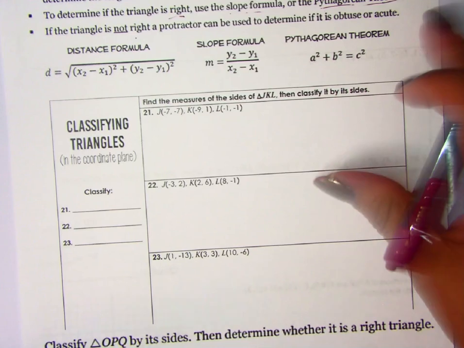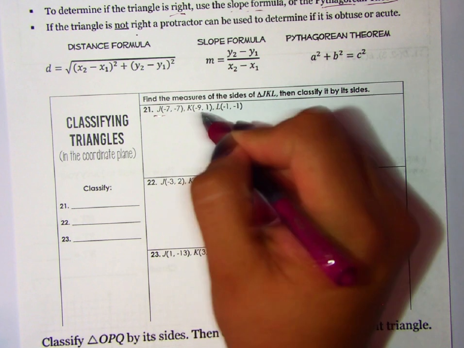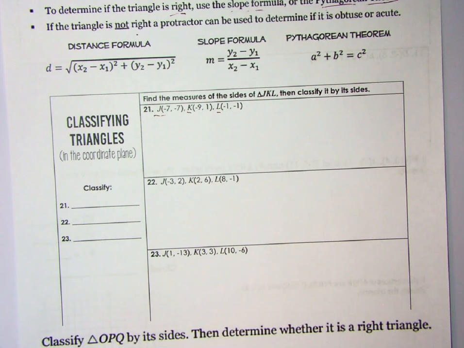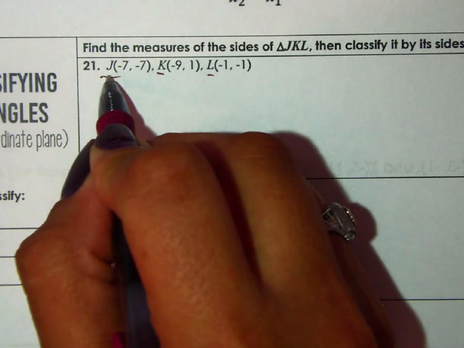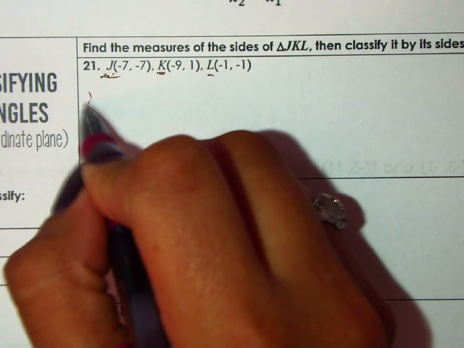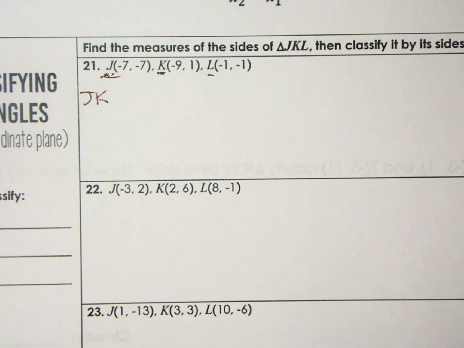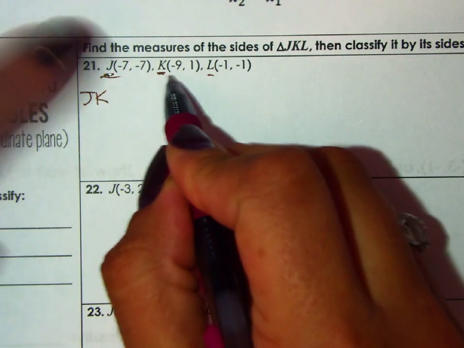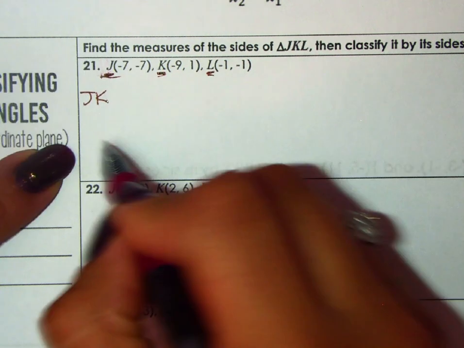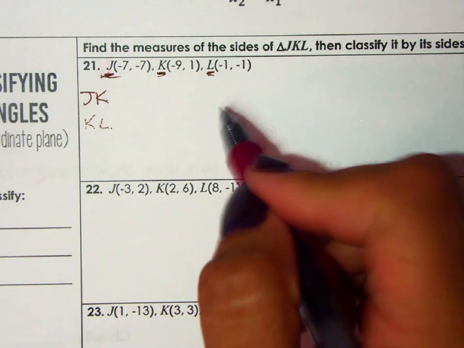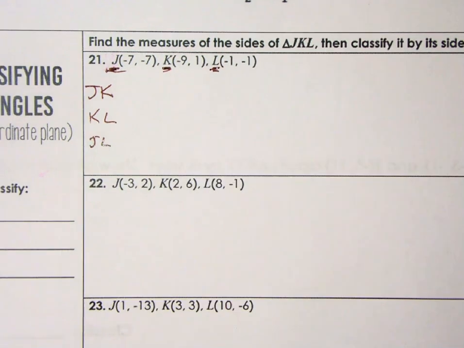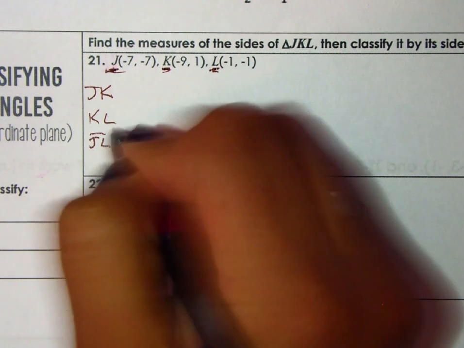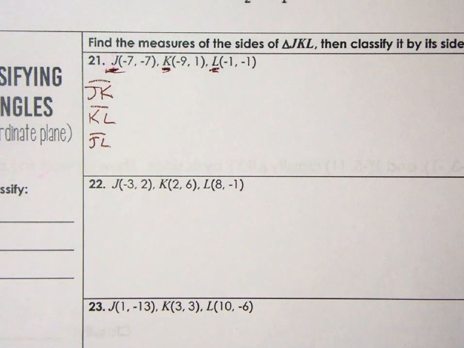Let's do number 21. These are 3 points right here, J, K, L. You need to imagine that this is a triangle and you're looking at the side lengths. One side length is created by the combination of points J and K, so we're going to write that right here. Another side length is calculated by the combination of K and L, so let's write that too. The other side length is combined from these two, so we're going to have JL. So these 3 segments are going to give you 3 measurements.